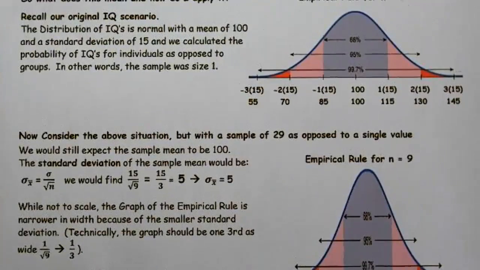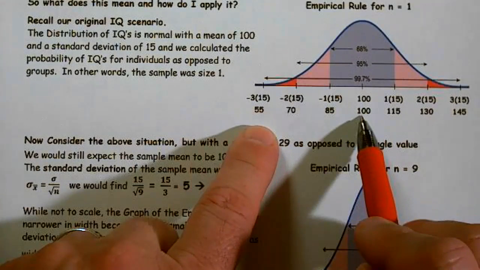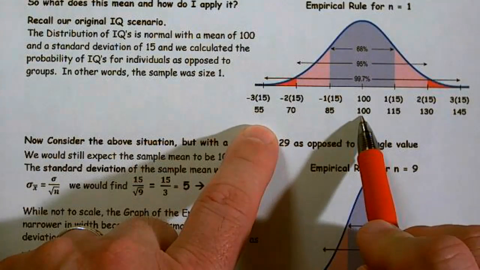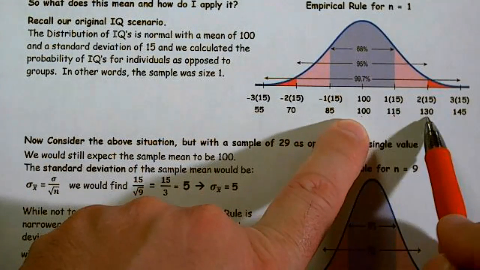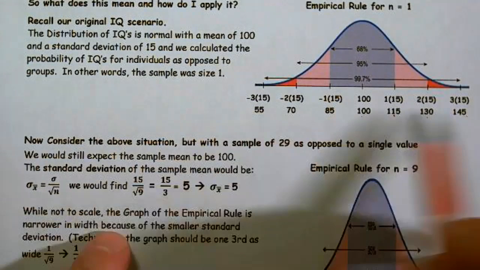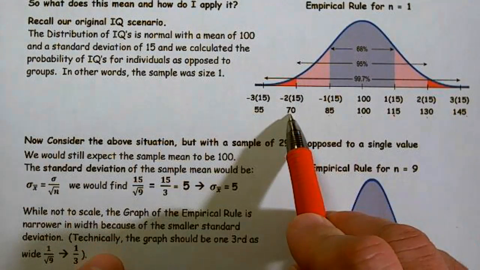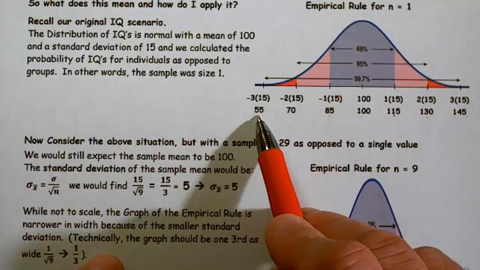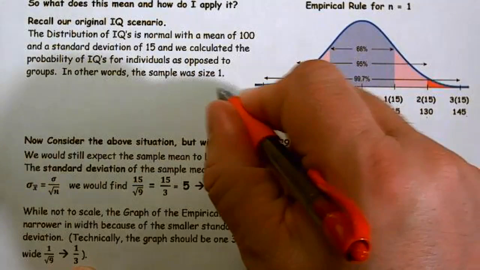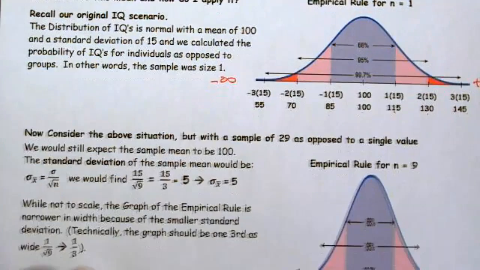So how does this apply? Well, first off, the empirical rule, when we apply it to the normal curve, said we had a mean of 100 for the IQ, standard deviation of 15. So one standard deviation above would be 115, 130, 145. Going down, -1 would be 85. 2 standard deviations below the mean would be 70. Someone with an IQ of 70, and 3 standard deviations below would be at 55. And as always, this is going to negative infinity, and this is going to positive infinity.